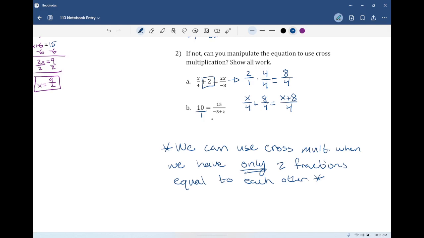And so from here, yeah, I could reset up to x plus 8 all over 4 is equal to 2x over negative 8. And then cross multiplication would work, right? From there, cross multiplication would work.